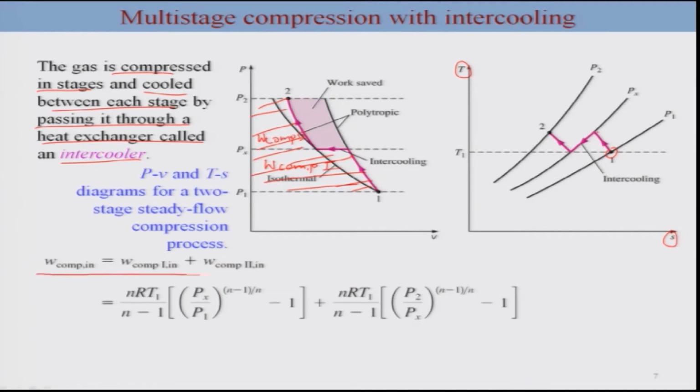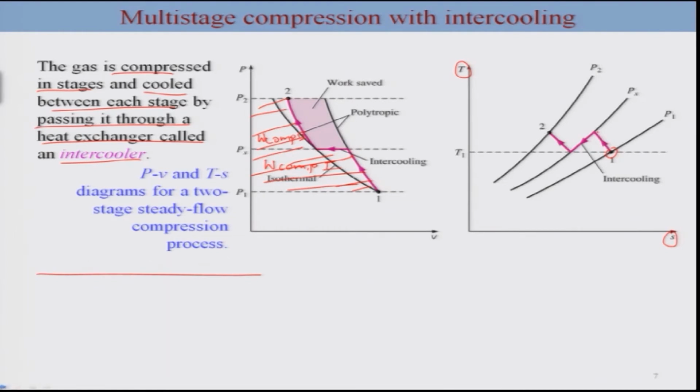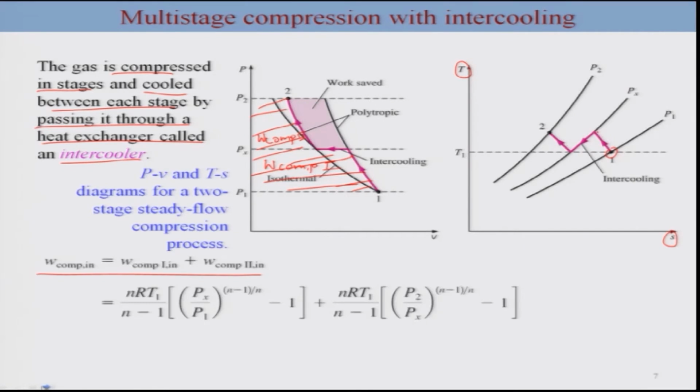And this can be written in this form. Now the only difference here is that the expressions are same as evaluated in the previous slide. The expressions are same, except for the final pressure for the intermediate would be replaced by Px. Okay. And thus your Px is here, and here will be the Px. The initial condition for the second stage will be Px as well.